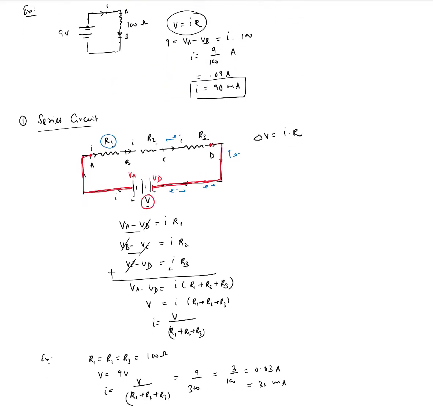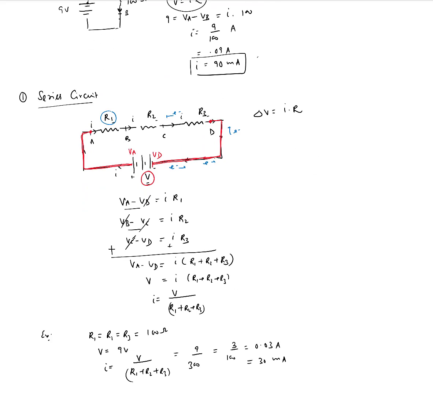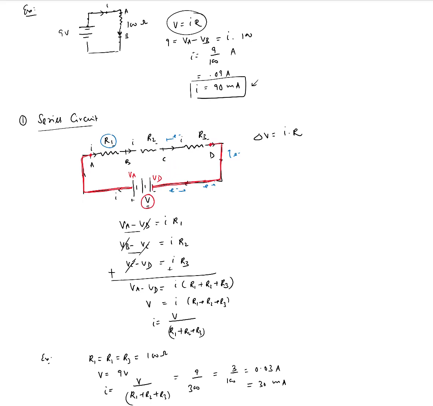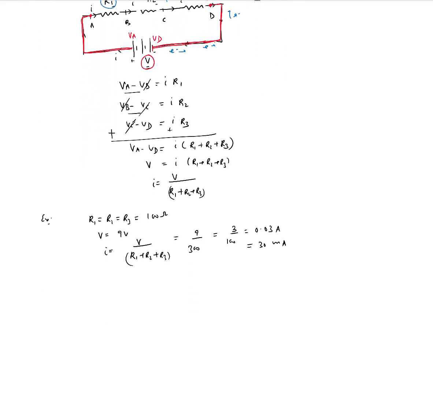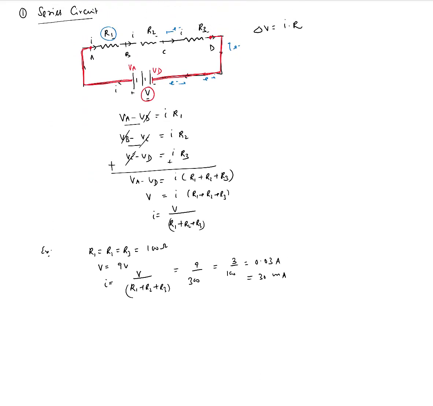Now if you compare this with the previous example, you can see that the current has been divided by a factor of 3, because now you have 3 resistors in series. So you can lower the current in a circuit by employing multiple resistors in series.